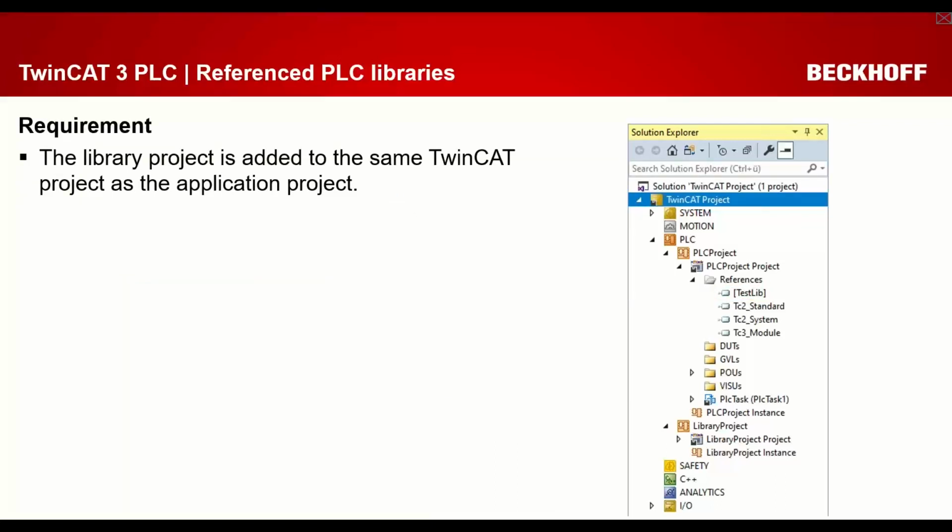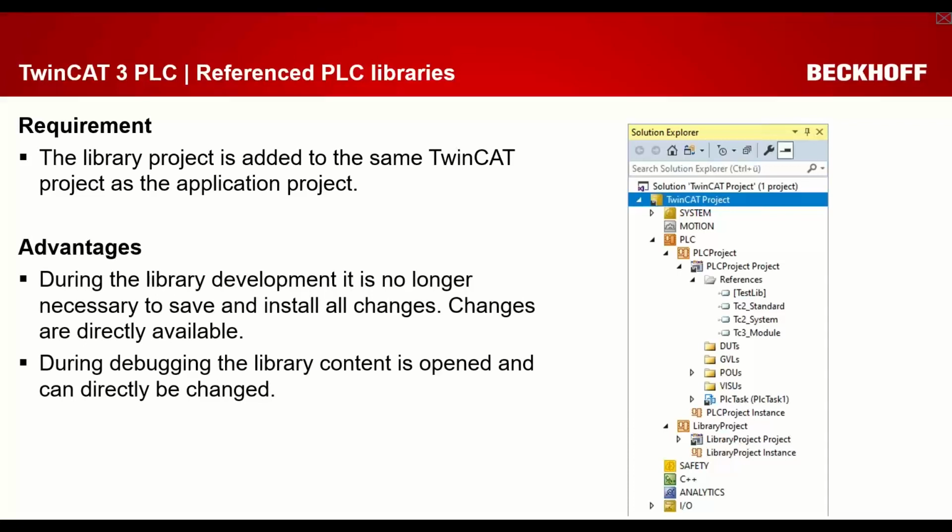The requirement for this is that the library project is added to the same TwinCAT project as the application project. Then if you change your library content, save and install is not necessary anymore. These changes are directly available within your application project. And also during debugging, the content is not only open, but you can directly change it, save it, and continue with an online change, for example, and the debugging you have done. So the library development will become easier and obviously also more efficient with this new feature.